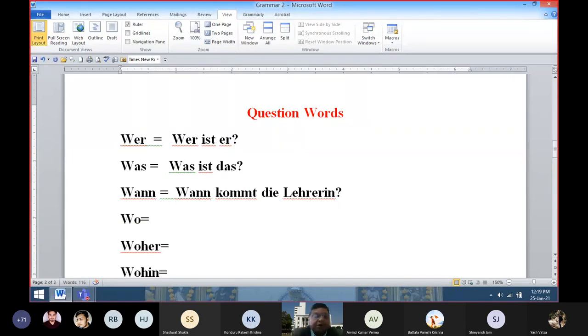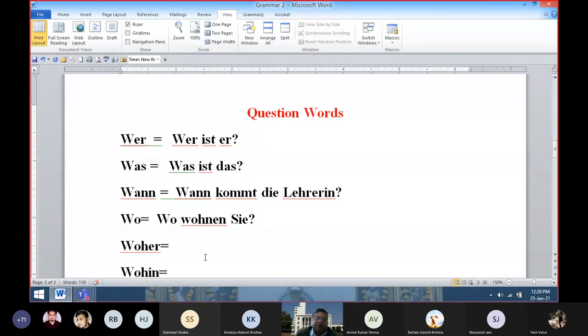Next one is wo. What is the meaning of wo? Wo means where. Like one can make a question, wo wohnen Sie? What is the meaning? Wo means where, wohnen means to live, Sie means you. Where do you live? Where do you stay?